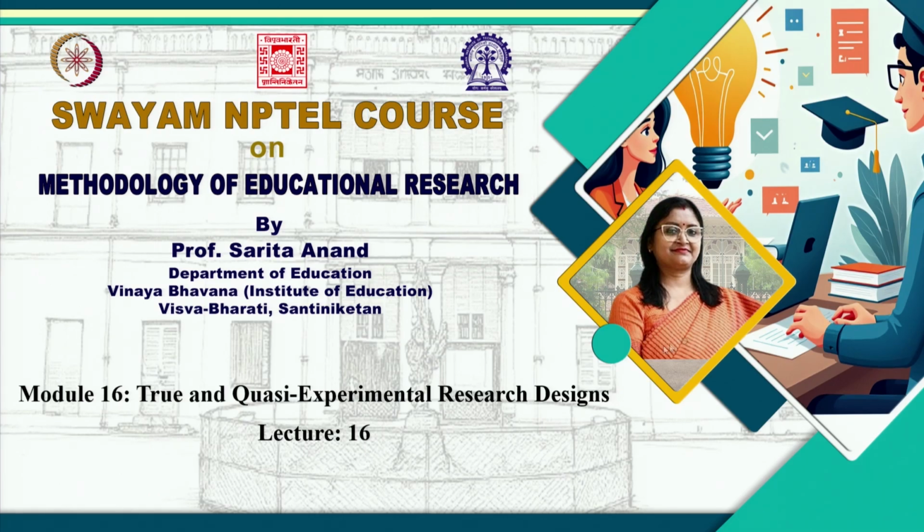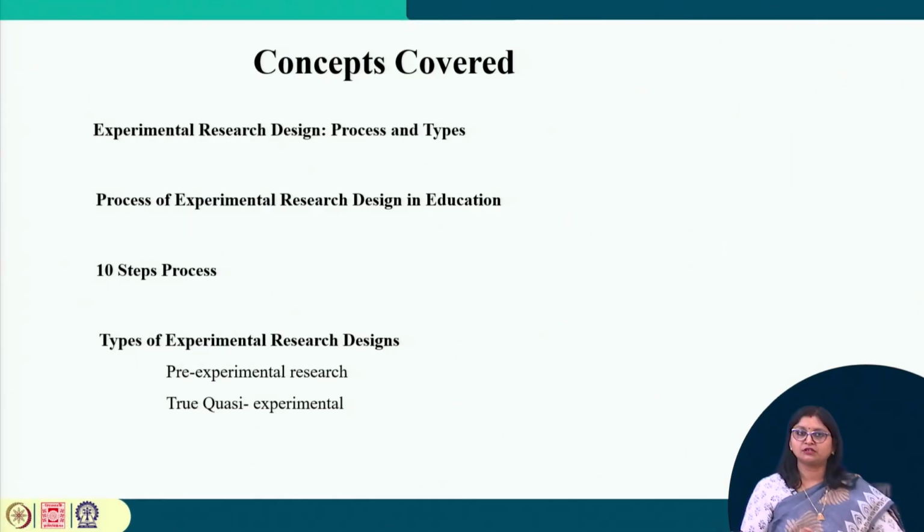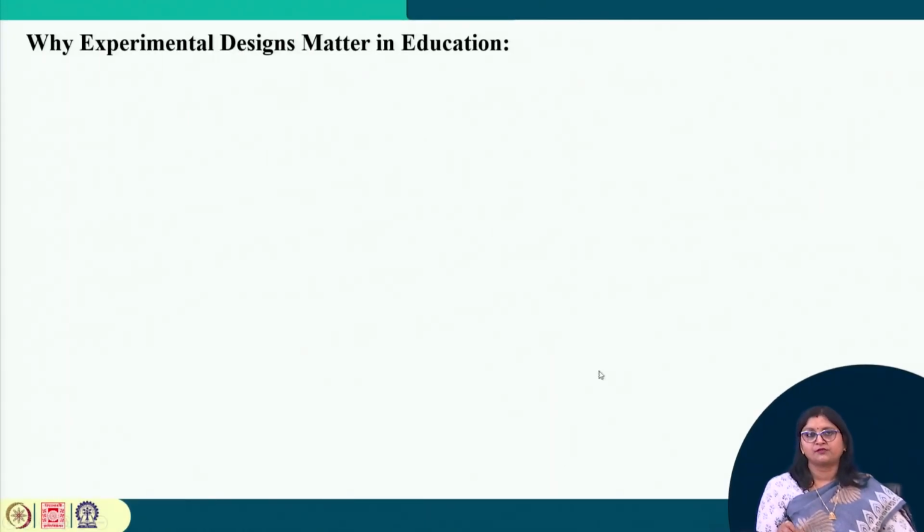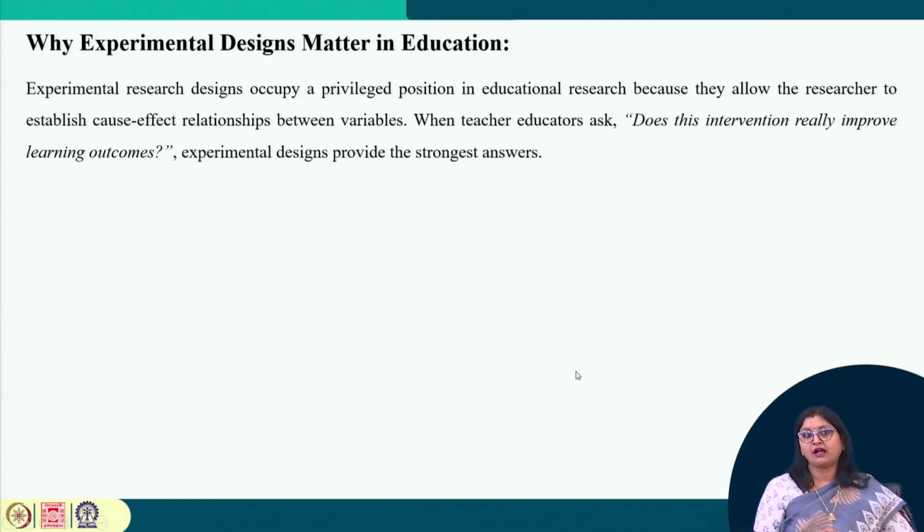This is lecture 16, and before going to the lecture we will go through the concepts covered. In earlier lectures we have covered the experimental research design, its process and types. In this process we went through the 10-step process of experimental research design and types of experimental research design, especially the pre-experimental research design, and a little bit we have seen the true and quasi-experimental research design. Now we will go into details about the true and quasi research design, and before that we will discuss why experimental research design matters in education.